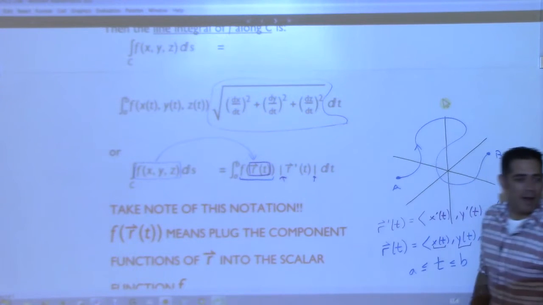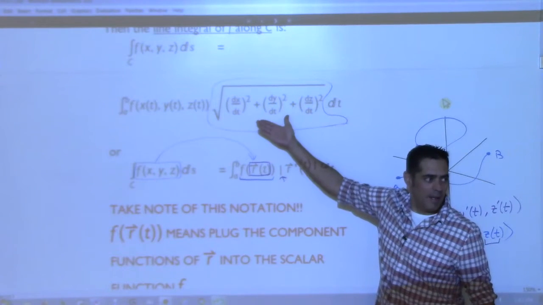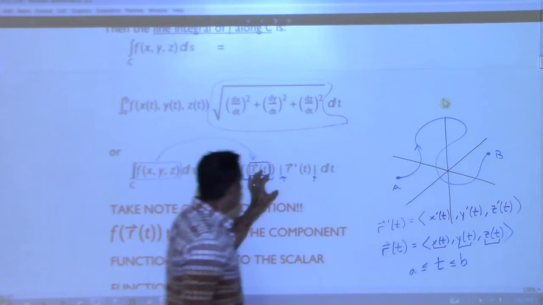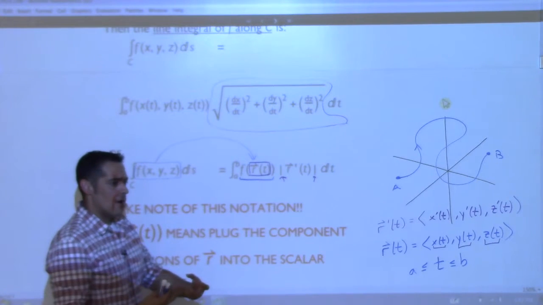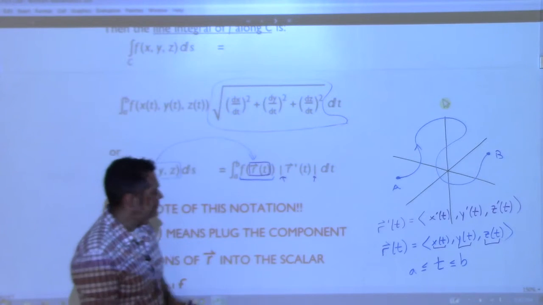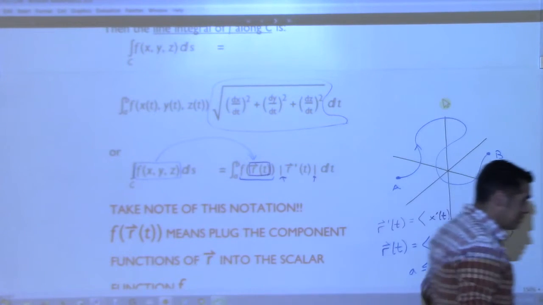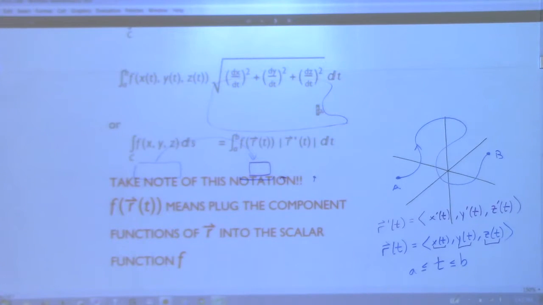Take the magnitude, right? The magnitude of a vector is the square root of the sum of the squares of each component. So I would basically get this formula, wouldn't I? That's what that is. So this is a nice condensed notation for that line integral, all right? And in the next part of this section, it'll be even nicer to use that notation. All right, let's move on.